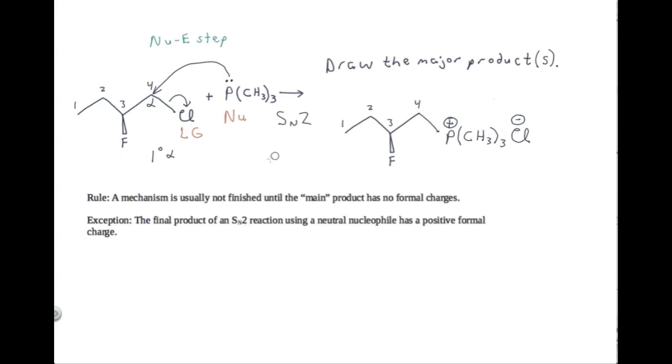This was an SN2 reaction where it's okay to end up with a formal charge on our main product. So this is the final product of this reaction. What most professors like to do here is draw the chloride close to the phosphorus to show an ionic bond between the negative chloride and the positive phosphorus in the products.